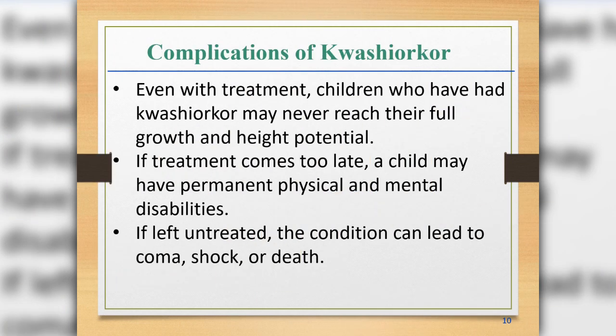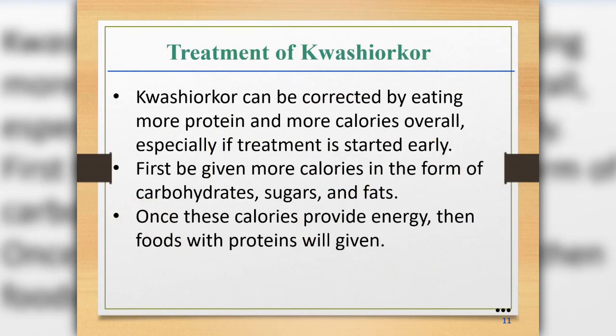Complications of kwashiorkor. Even with treatment, children who have had kwashiorkor may never reach their full growth and height potential. If treatment comes too late, a child may have permanent physical and mental disabilities. If left untreated, the condition can lead to coma, shock, or even death. Kwashiorkor can be corrected by eating more protein and more calories overall, especially if treatment is started early. First, the person is given more calories in the form of carbohydrates, sugars, and fats. Once these calories provide energy, then foods with protein will be given.